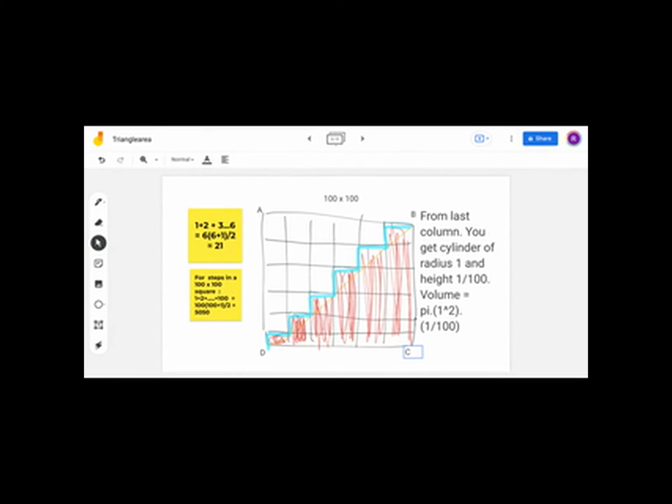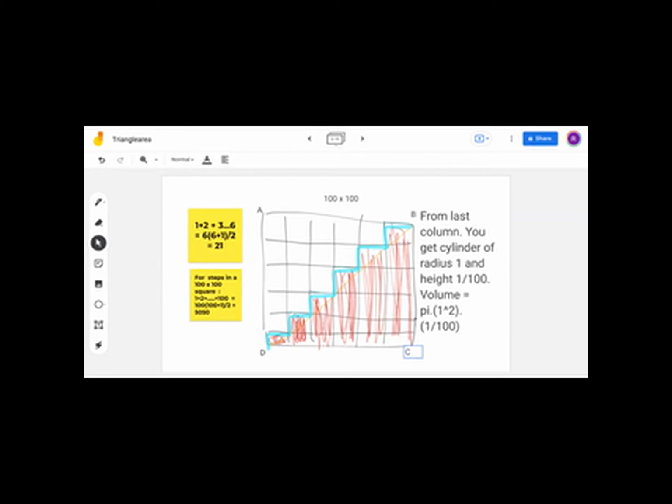So the radius is going on increasing. It is 1 by 100 is the first one, 2 by 100 is the second one, 3 by 100, and the last one is 100 by 100, which is 1. Okay, the last one, the radius is 1. And the height of all the cylinders is the same as the thickness. How much is the thickness of all the cylinders? 1 by 100.